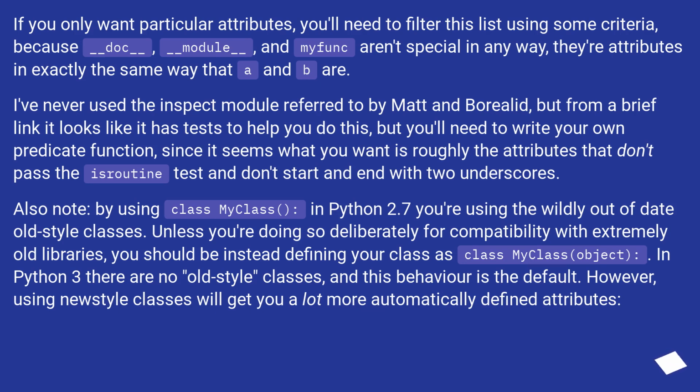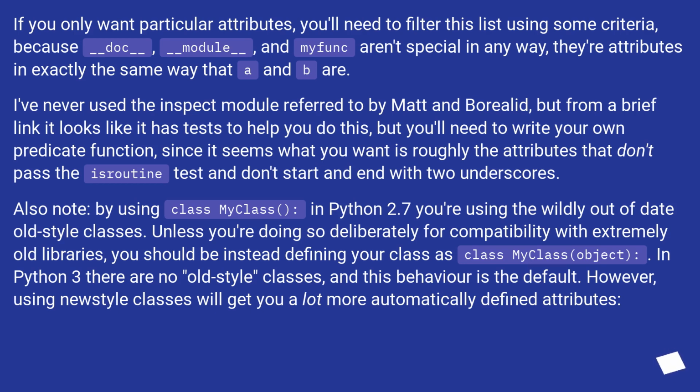I've never used the inspect module referred to by Matt and Borealid, but from a brief look it seems it has tests to help you do this, but you'll need to write your own predicate function, since what you want is roughly the attributes that don't pass the isroutine test and don't start and end with 2 underscores.